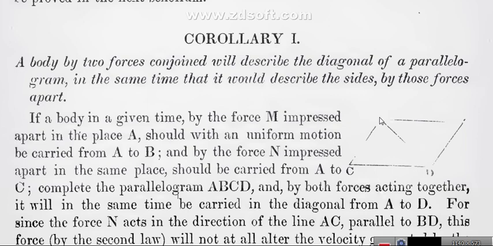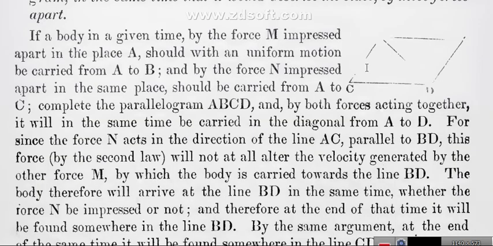When m is applied, then there is movement from A to B, and when the force n is applied, then the movement is from A to C. So we have these two lines, and from these two lines, let's construct this parallelogram. So AB is parallel to CD and AC is parallel to BD, and then we draw this diagonal.